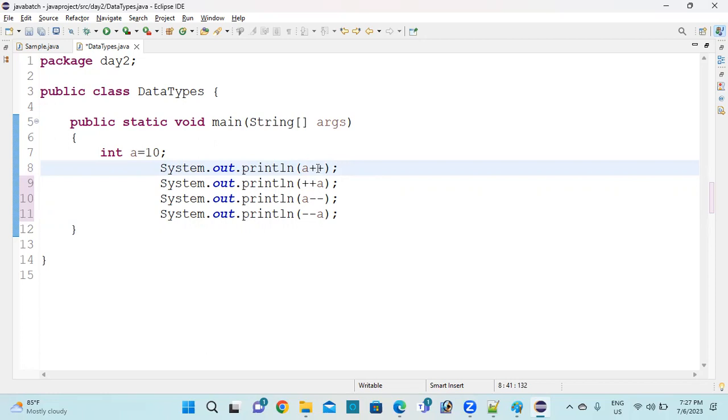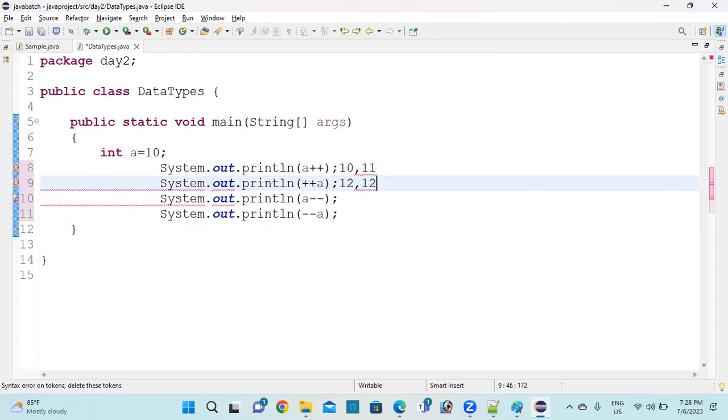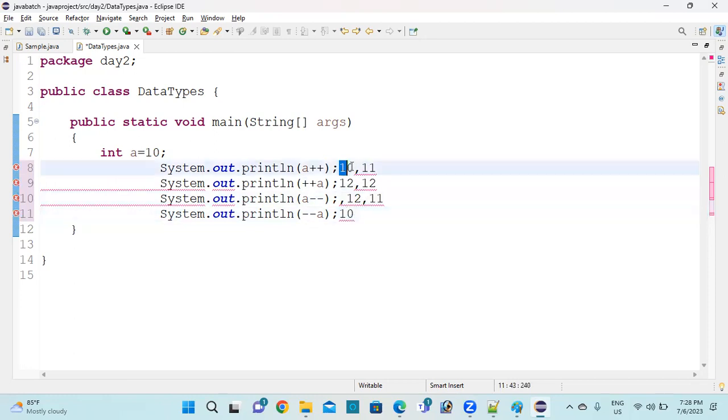Here 10. Post increment is nothing but first the value 10 is displayed. After that, the value is incremented by 1. Here again the value is incremented. Here it is pre-increment, so first it is incremented, after that the value is 12. Here 12. Next 11. Next 12, 11. Next 10. So your answers will be 10, 12, 12, 10.